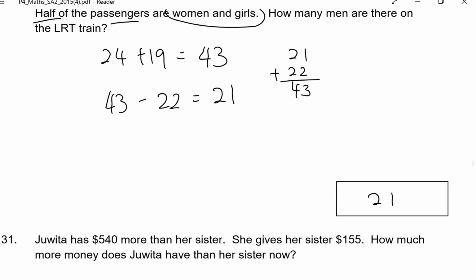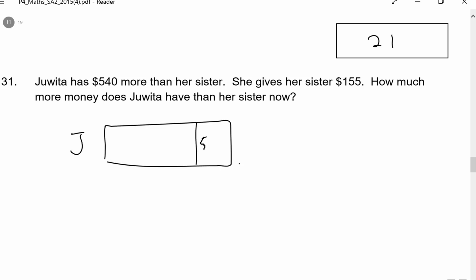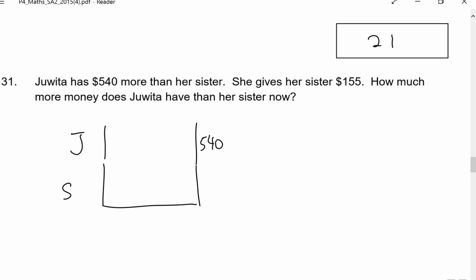Alright, question 32, let's go down. We have this J girl who has $540 more than her sister. So I have got a J who has got a longer rectangle, 540 more than the sister, which I'm just going to call S. Okay, let me just draw the 540 bigger because I'm going to do something to the 540 later.